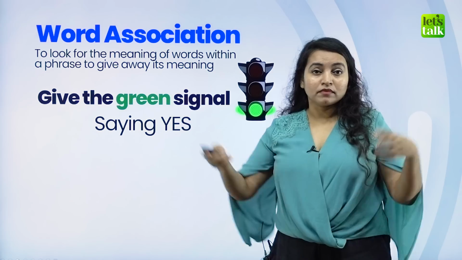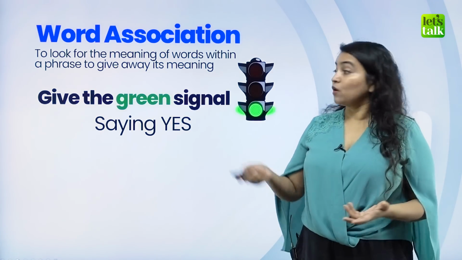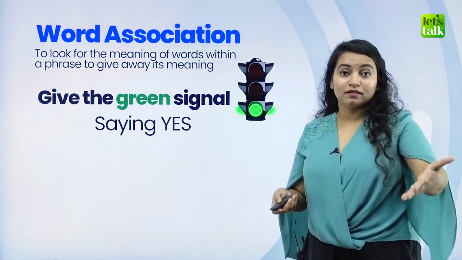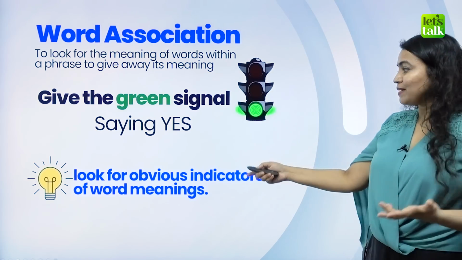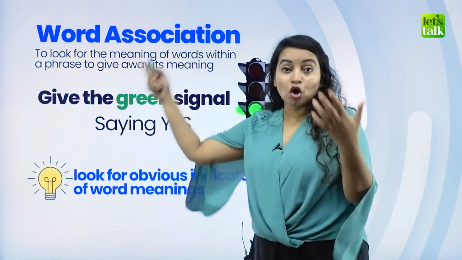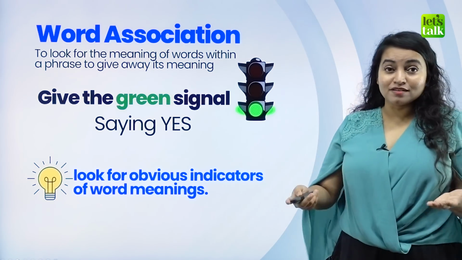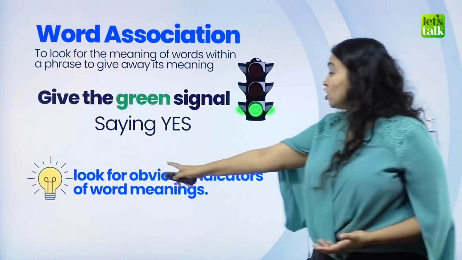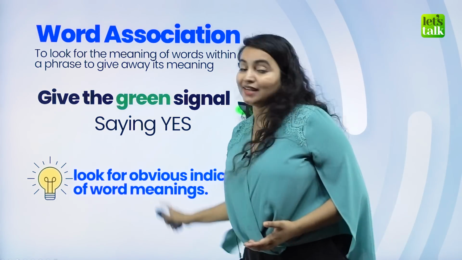When you're at the traffic signal, what happens? When the green signal is on, it basically means that you can go. You have permission. So this idiom or this phrase basically means to go ahead with something, to get permission to go ahead with something. So word association is basically looking for obvious indicators of word meanings.